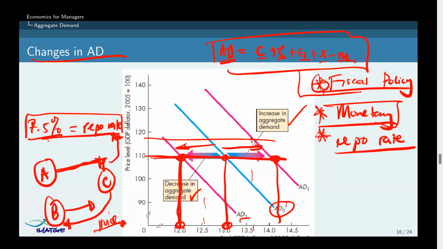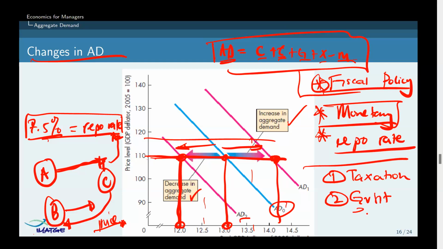Whenever you hear about fiscal policy, there are two things that should come into your mind. Number one, it's taxation. Number two is government expenditure. And how is this done? By the presentation of the budget by the finance minister. So this is under the National Treasury. Monetary policy is under the central bank, which is the South African Reserve Bank. That is the one responsible for conducting the monetary policy.